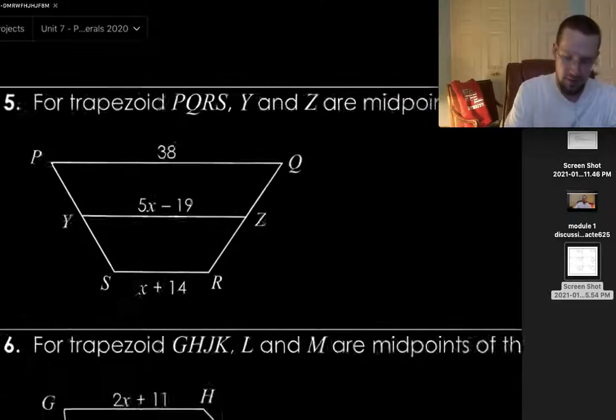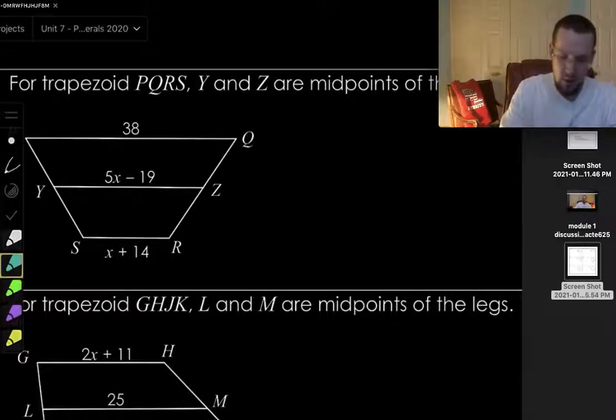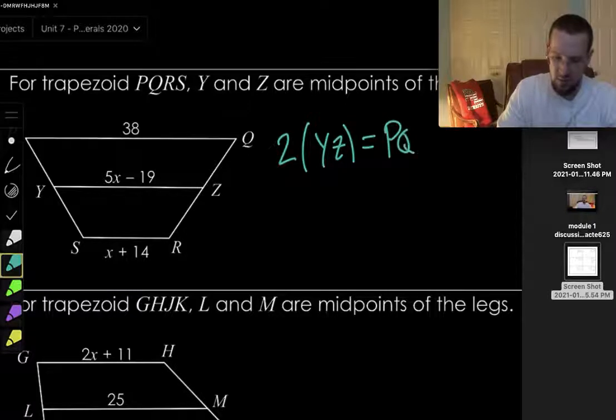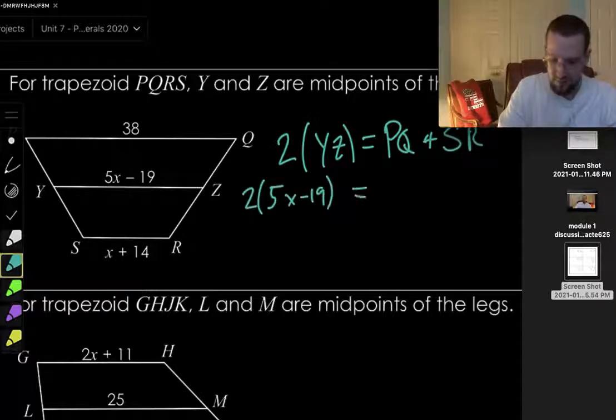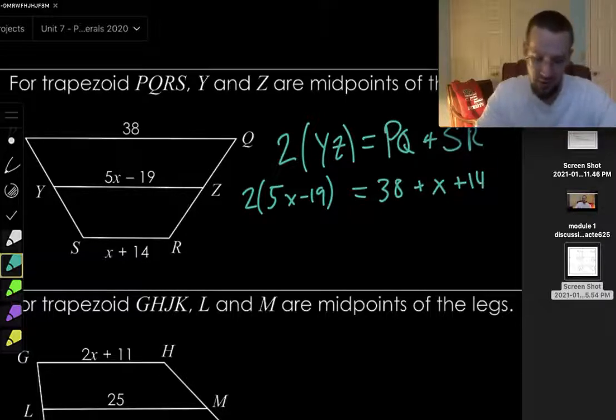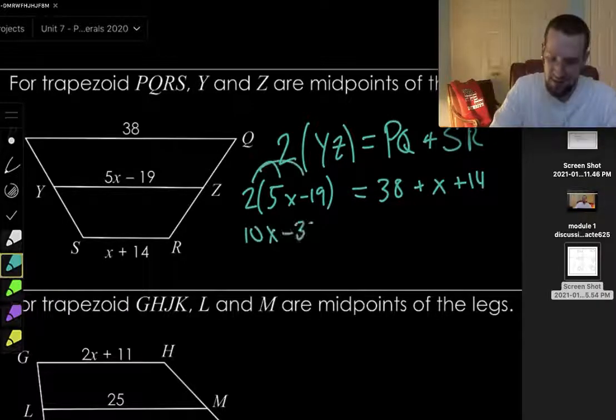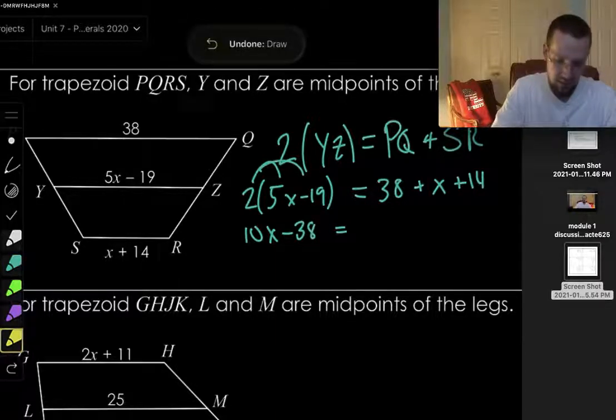So let's just look at what this would look like over here. Let's look at this number 5 here. So let's say, okay, two of our mid-segments, so 2 times YZ is equal to the sum of the bases. What's this? PQ? PQ base 1 plus SR, which is base 2. Well, YZ is 5x minus 19, PQ is 38, and SR is x plus 14. So I'm going to add 38 plus 14, and it's going to be equal to 2 of the mid-segment. So I'm going to use the distributive property here. So this is 10x minus 38 is equal to, let me combine like terms actually.